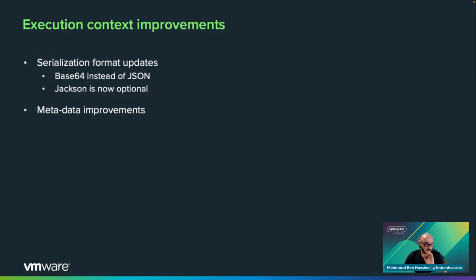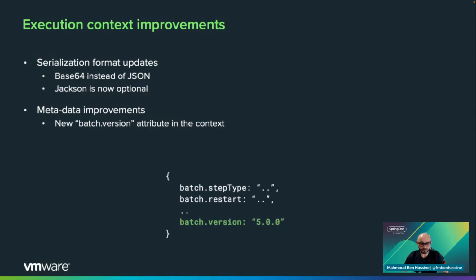Another improvement is to the metadata we put inside the execution context. We added a new attribute, which is the batch version. This is runtime information we take from the jar, and we add it to the execution context. As you know, we have other attributes, like the step type and whether it's a restart or not. And now you have another attribute, which is the current version of Spring Batch.